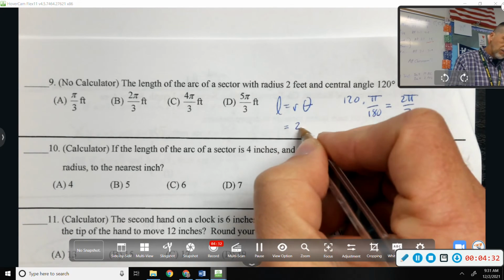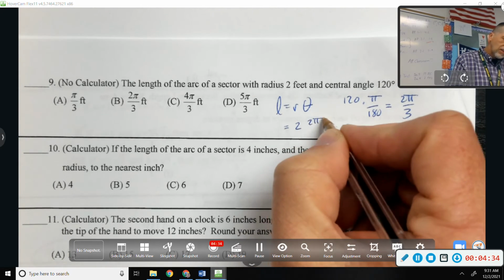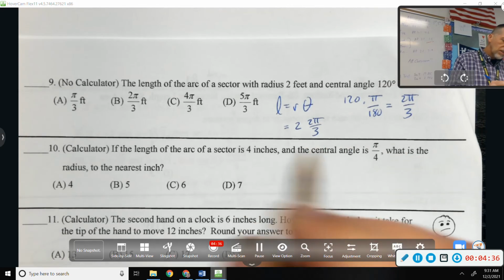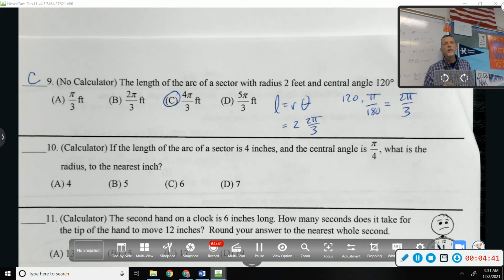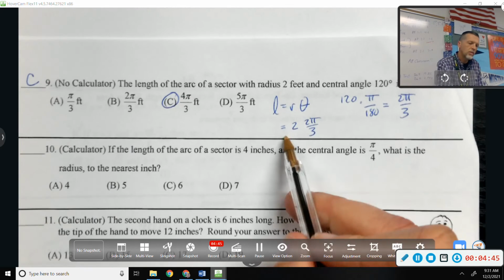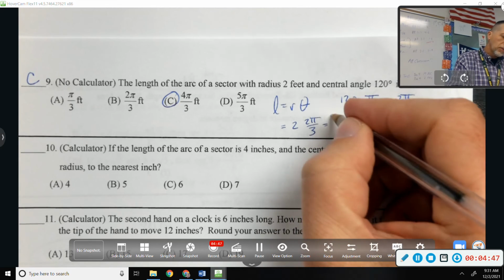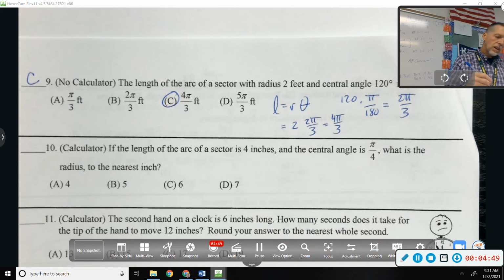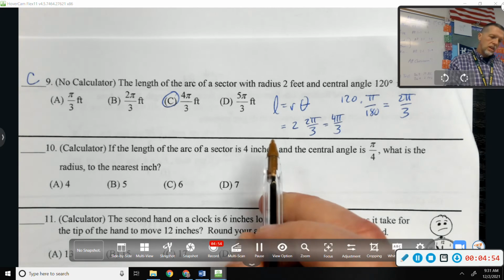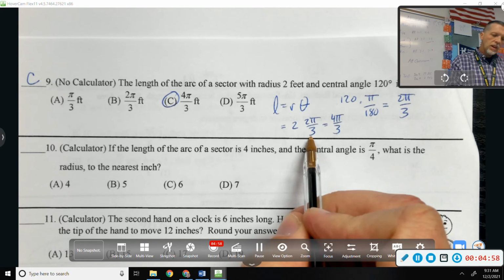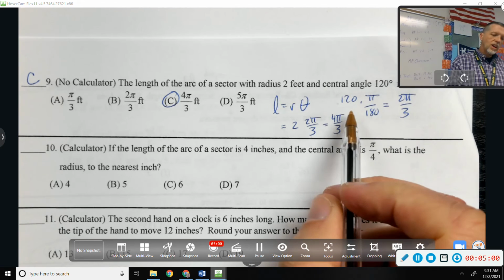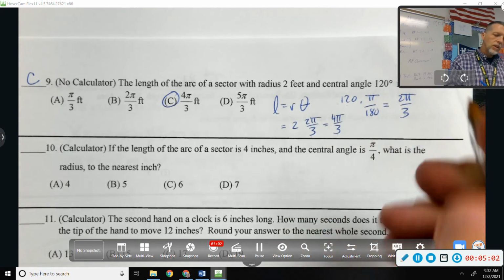So radius is 2 feet. Theta is 2 pi over 3. So that'd be 4 pi over 3 feet. So where'd you get the 3? Just because all the answers are 3 there? I got the 3 because 2 times 2 pi over 3 is 4 pi over 3. No, the 3 for the bottom. Or is that part of the equation? Yeah, this 3 came from this 3, where I changed the angle in degrees to an angle in radians.